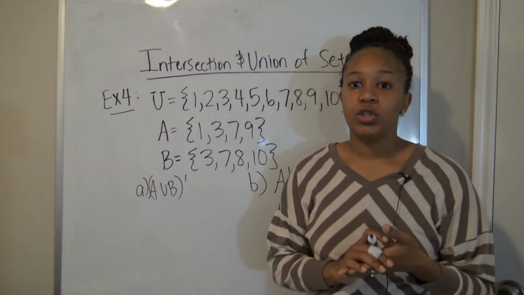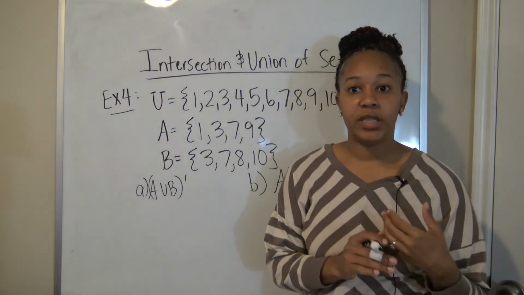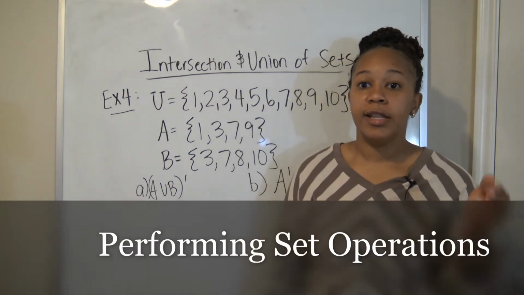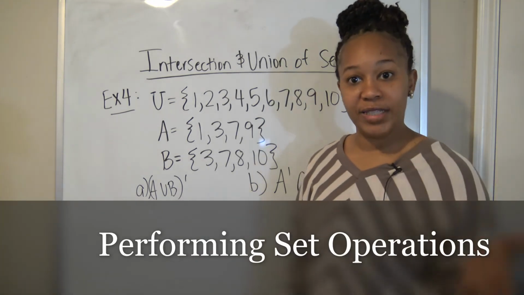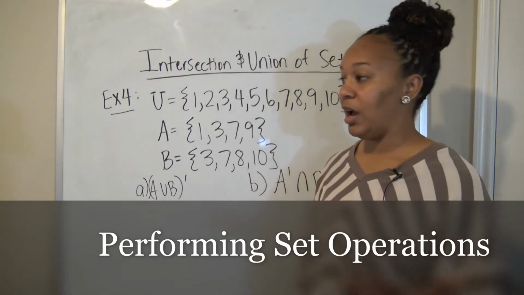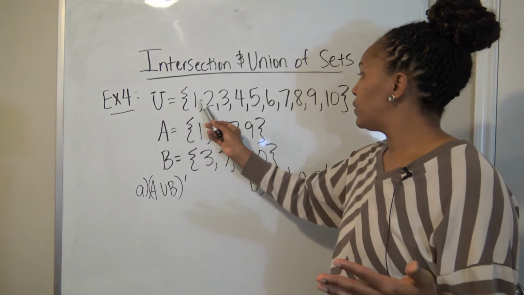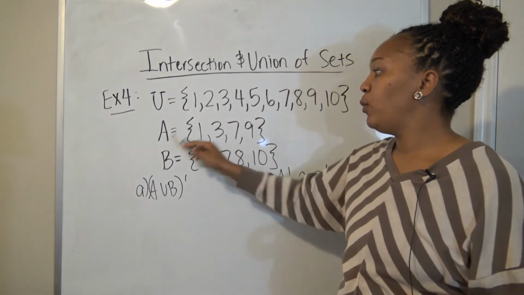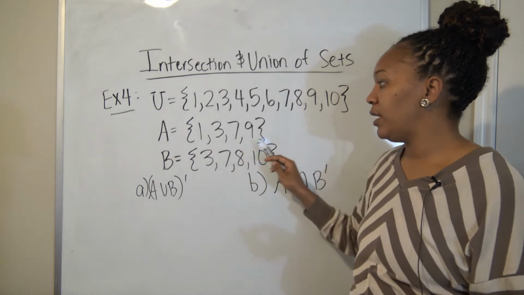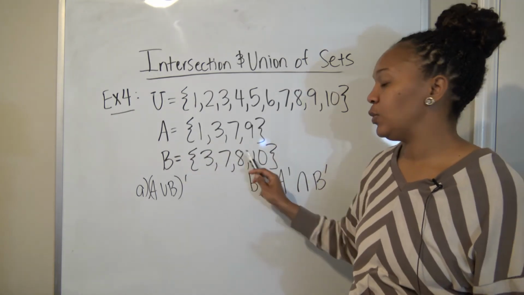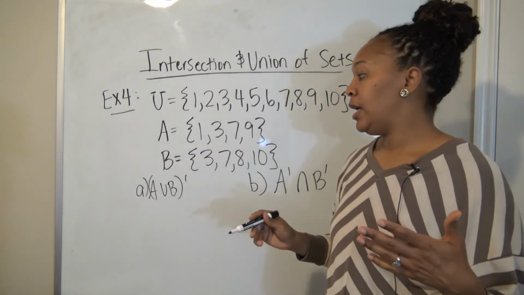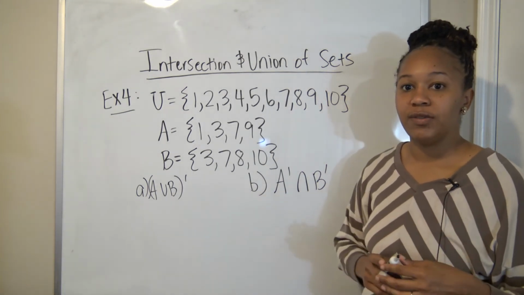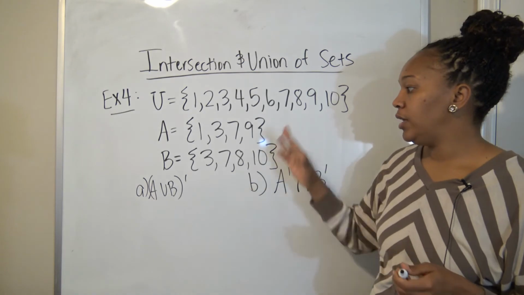So we can also perform set operations, which means we perform some different operations on sets. And in this example, example 4, I have an example of where you can perform set operations. So we have this universal set that has numbers 1 through 10, all the natural numbers 1 through 10. Then we have A that has 1, 3, 7, and 9. And we have the set B that has 3, 7, 8, and 10. And we want to do 2 different things. So we're going to perform 2 different sets of operations on these sets.